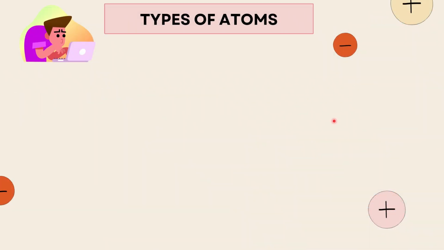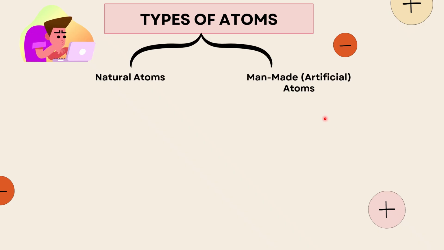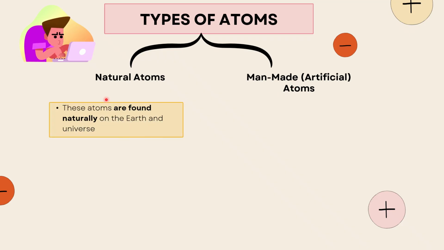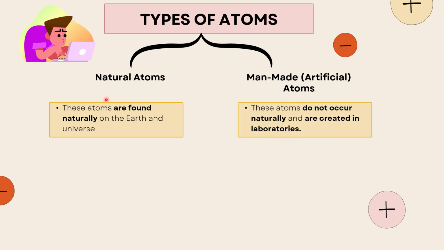Now, the next topic is how many types of atoms exist currently. So, there are two types of atoms that we have come across till now. First type of atoms are natural atoms, and second type of atoms are man-made or artificial atoms. The name itself suggests that natural atoms are the ones which are naturally occurring or found in nature, and artificial atoms are the ones which we create in laboratories.